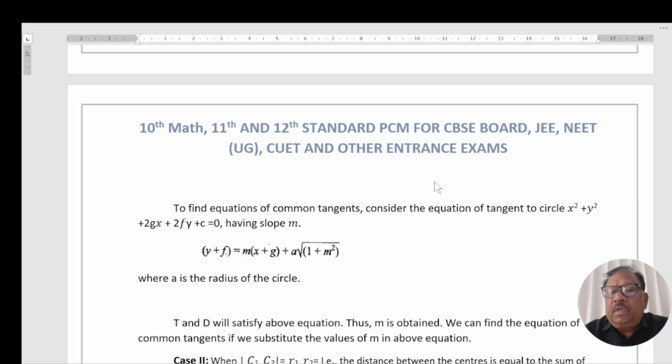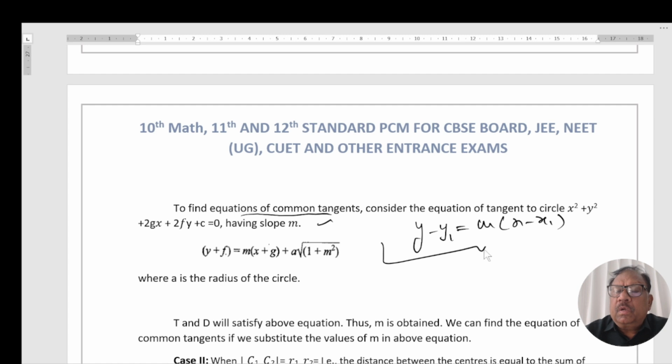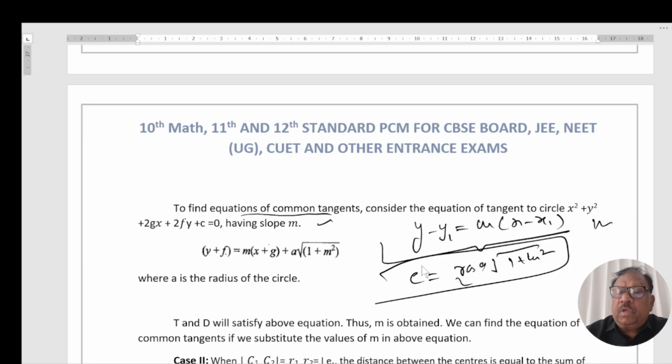To find the equation of common tangents, consider the equation of tangent to a circle having slope m. Apply the simple formula y minus y1 equal to m times x minus x1. The slope is m, and what is c here? Under root r and a, under root 1 plus m square. This is the condition of tangency of a line with the circle. C is the y-intercept.